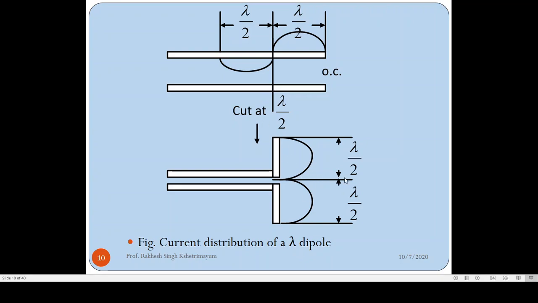Similarly, you can also draw the current distribution of a dipole of length lambda. So for a lambda dipole, this will be half wavelength, this will be half wavelength. So you cut this transmission line at half wavelength. What is the distribution? You have minima here, you have maxima here. So at the center you have a minima, at the two ends also you have a minima. So the current distribution for the lambda dipole would be like this.